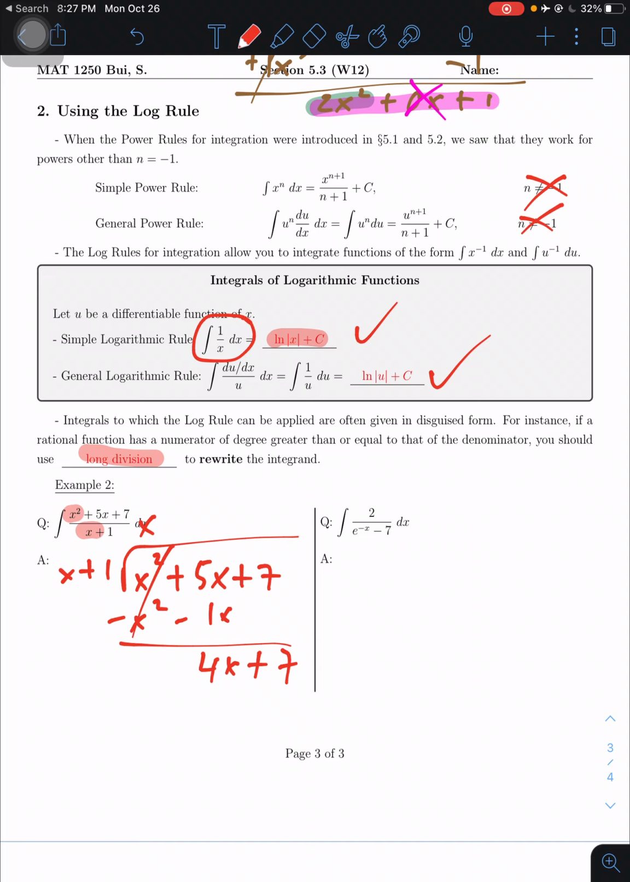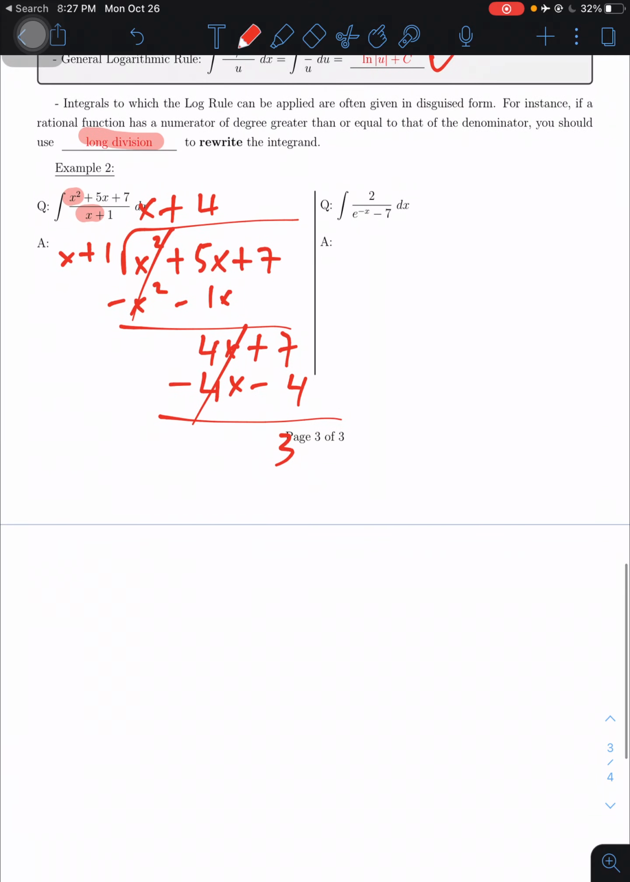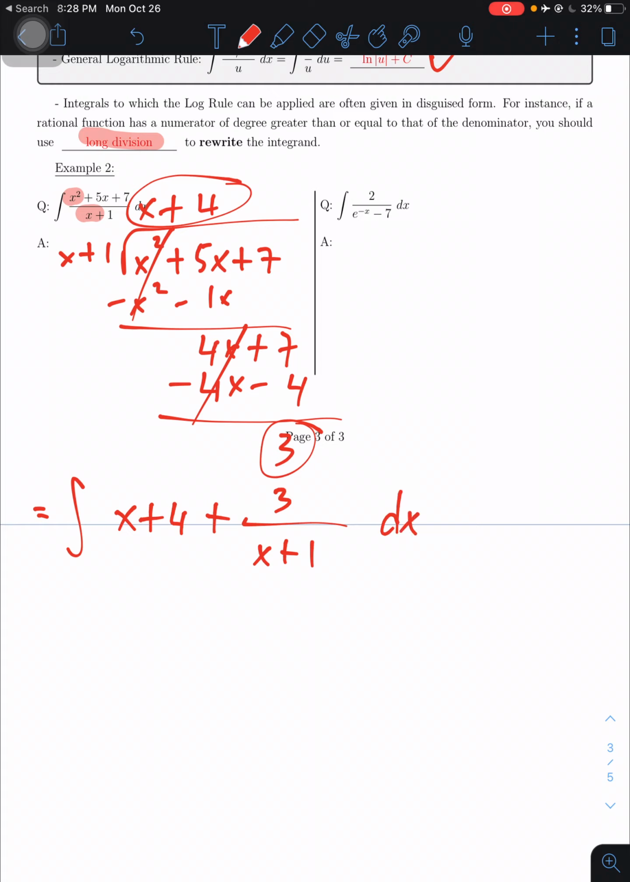And then next up, I'm gonna go ahead and divide 4x by x, and that gives me a 4 in here. So I multiply the 4 with the x and the 4 with the 1, okay? And again, I'm gonna go ahead and change the sign of everything. This one would be negative, canceled out. 7 minus 4, I'm gonna get a 3, right? So all of that work just to tell me that this integral can be rewritten as the integral of x plus 4 plus 3 divided by x plus 1 dx, okay?